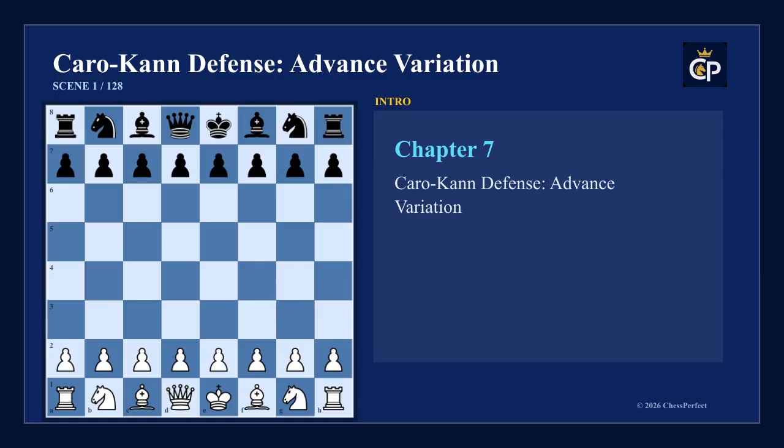Chapter 7. Caro-Kann Defense, Advance Variation. We will replay the main line and the important sublines, with pauses for tactics.